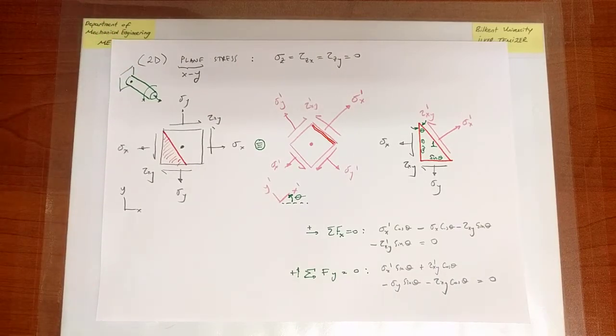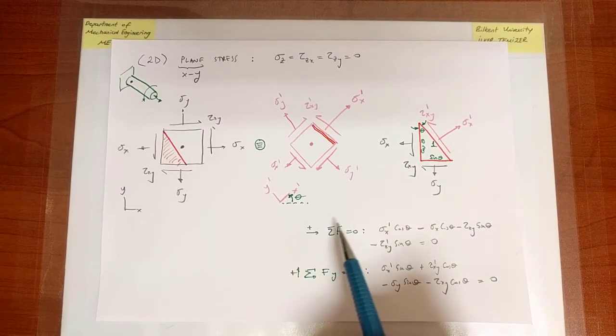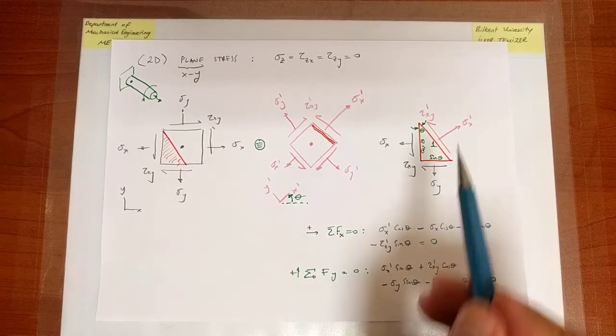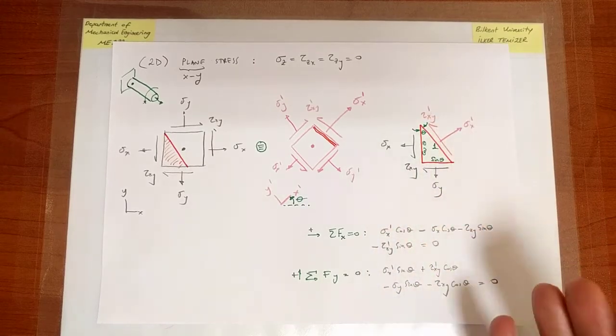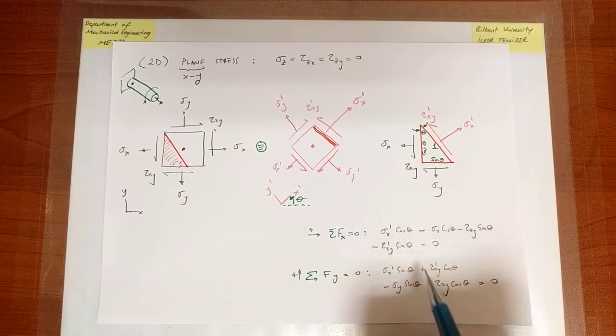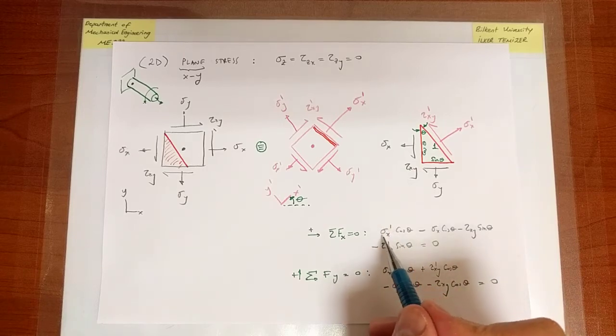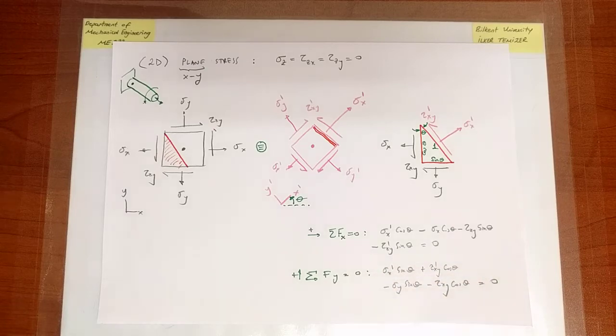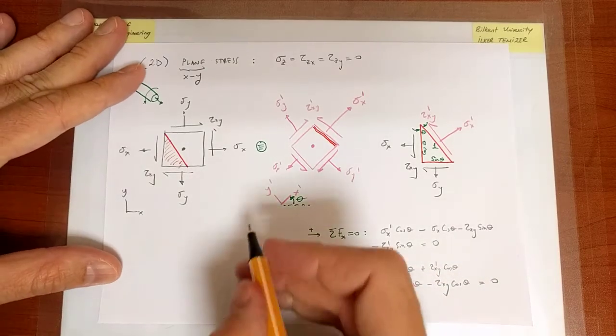Good. So now I have two equations for two unknowns, right? And those are well defined. You just have to do some manipulation and extract the value of sigma x prime and tau xy prime from these two equations, and you will find that the result is the following.